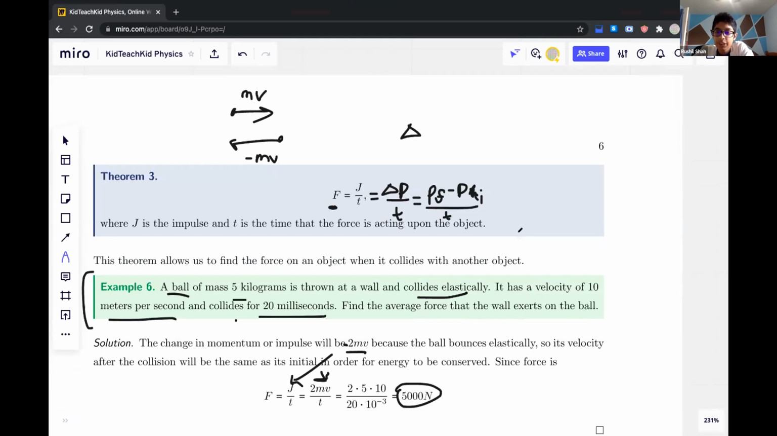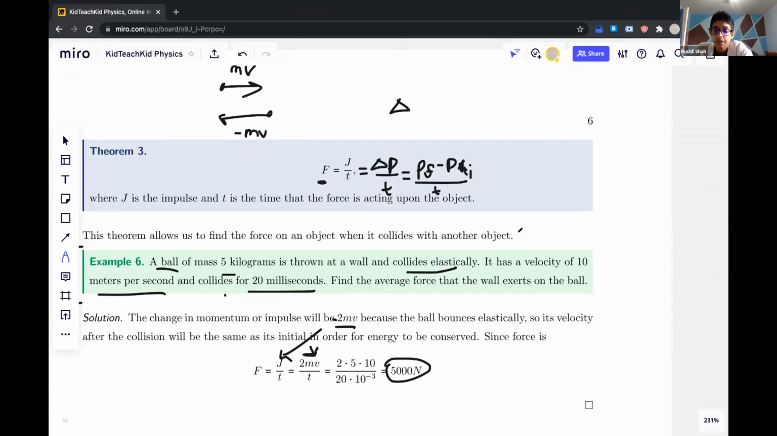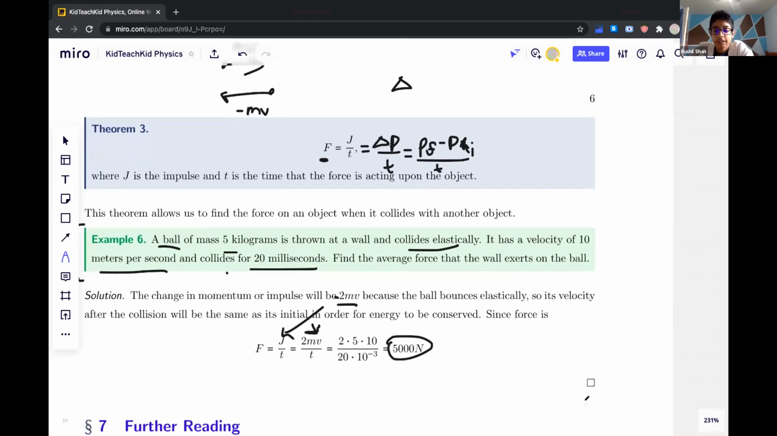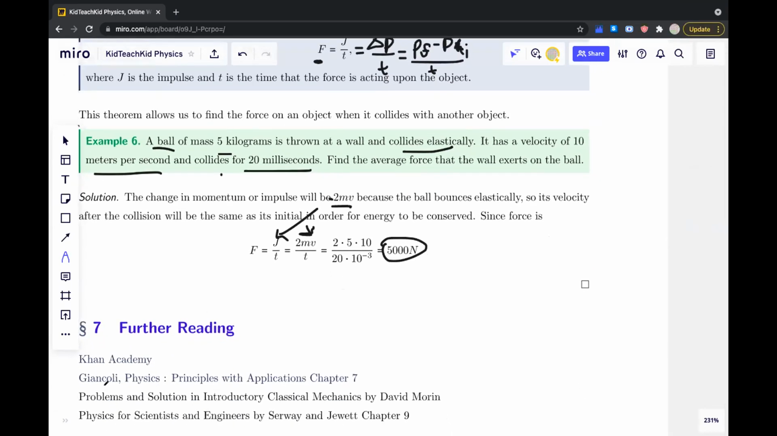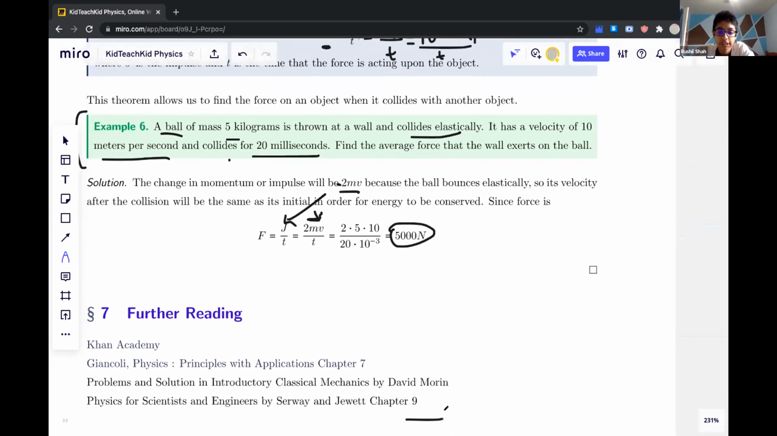Okay, so if no one has any questions, then I guess I'll wrap up the class for today. If you want to read further on momentum, of course, Khan Academy is a great source. And then we have a few textbooks here with their corresponding chapters that you can look at if you want to get a deeper dive into momentum.